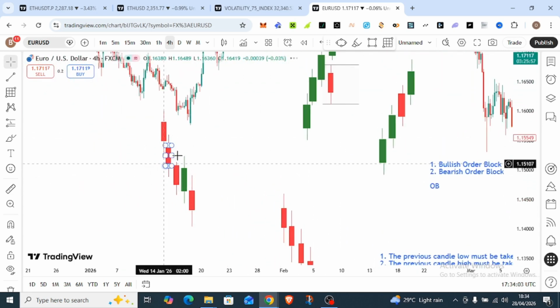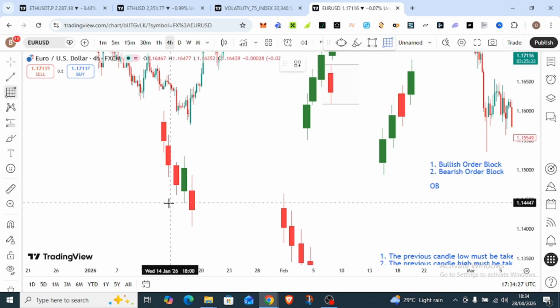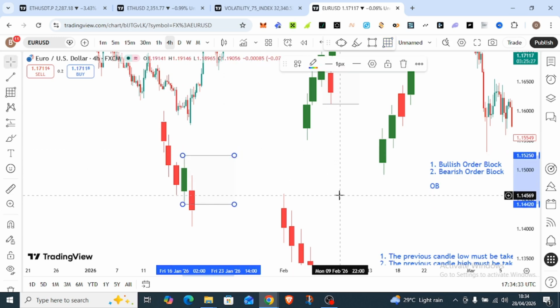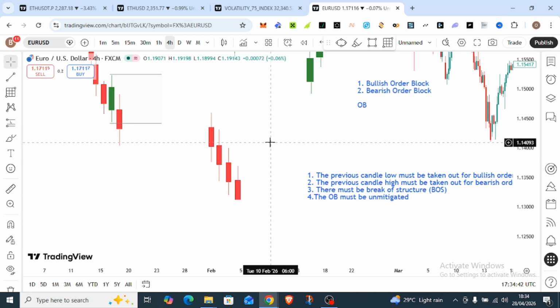Let's go to the bearish move. In this structure, we have the first candle, the second candle, and the third candle. As you can see here, the high of this third candle was taken out by the wick of this fourth candle, and there is a break of structure here. So we have an order block here. Our order block becomes this place. In this other structure, there is no order block because none of the candle highs was taken.